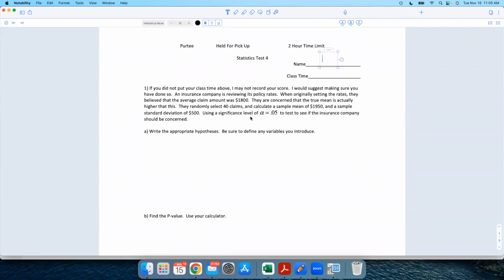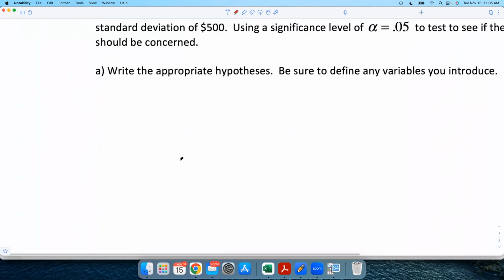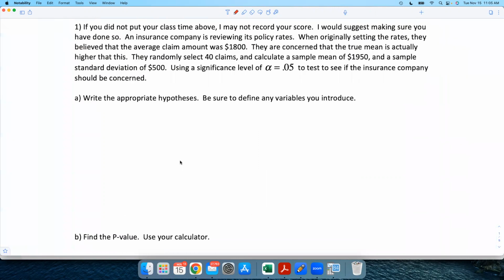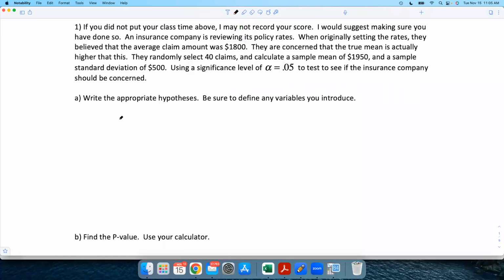Okay, the first thing we want to do on every one of these is define our variable. What is it we're even trying to make predictions about? That's always going to be a mu. On every one of these, we're going to say mu. No P's or Q's. So here, let mu be the mean. What are we talking about? Claim amount, in dollars.